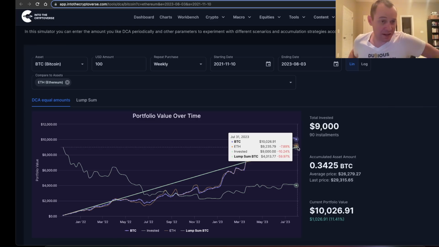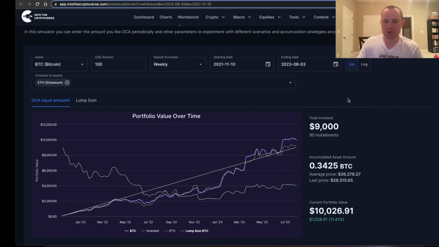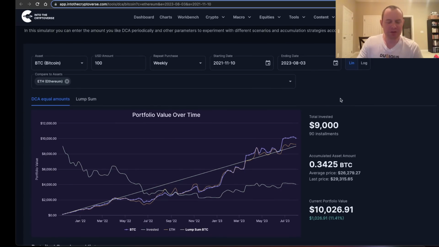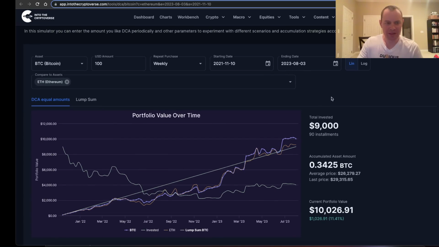Now, it hasn't always felt like that. I know a lot of people have said that ETH has outperformed, but it would have been the better play to DCA Bitcoin over that time period. Where it gets really interesting is when you start showing the altcoin market.